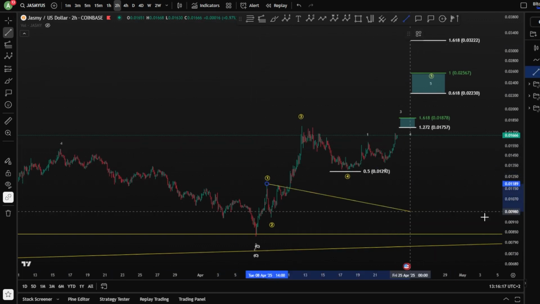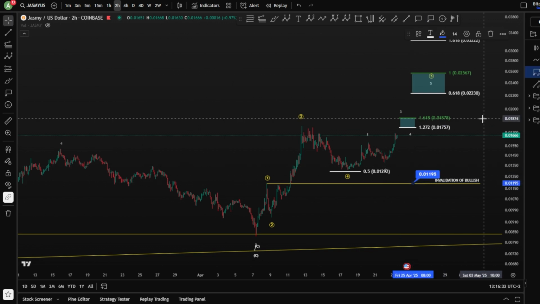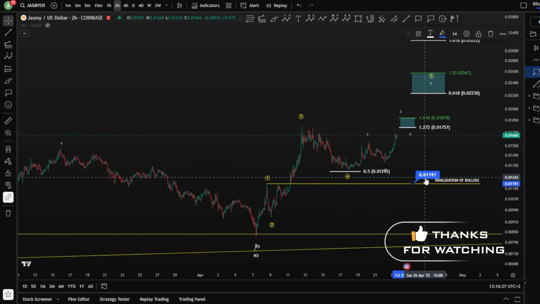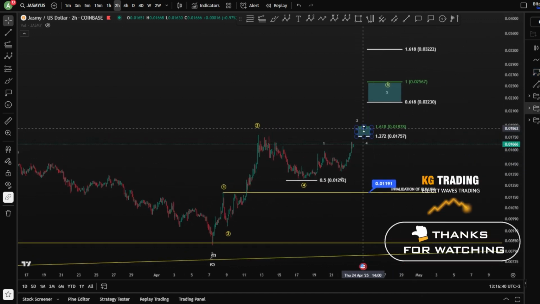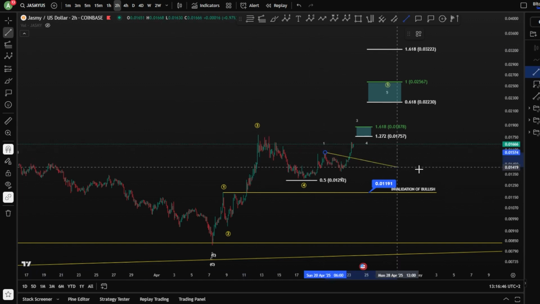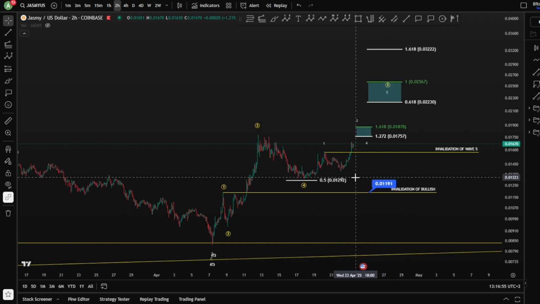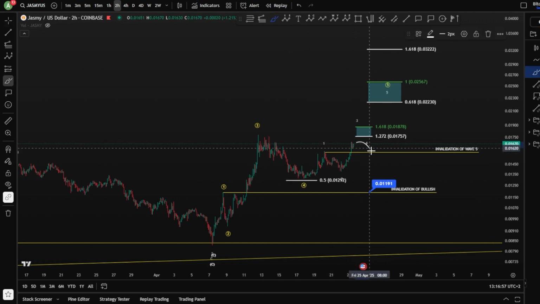Don't forget, the invalidation of this scenario is taking out the zone 1 here, and that means invalidation of the bullish at the following price. So this price is 0.11, I would say 90. So be careful with this invalidation in case we see something moving back down. A much better confirmation that we're moving toward the downside is an even higher invalidation of wave 5. So this is an invalidation of a wave 5, and that means something else might be unfolding.